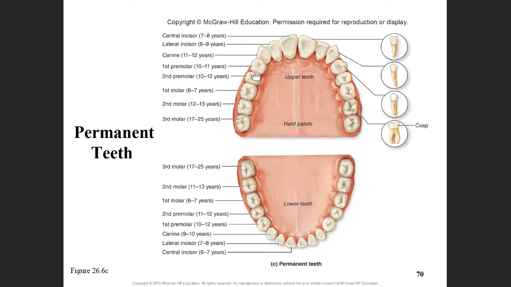In the permanent teeth, between the canine and the molar, we have 2 other teeth which we call premolar teeth. Like the molars, the premolars are responsible for grinding and crushing. And we have 32 teeth in this dentition. Pay attention, we have 2 incisors, 1 canine, 2 premolars, and 3 molars in this dentition.